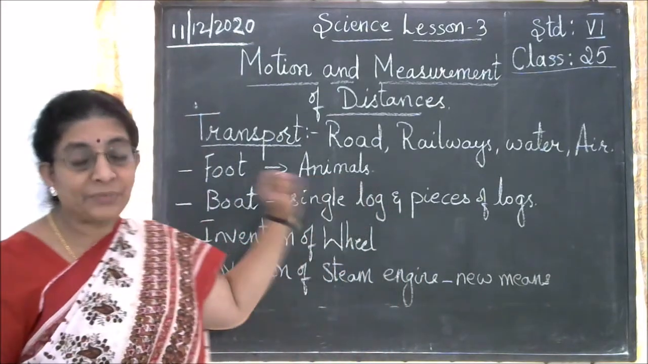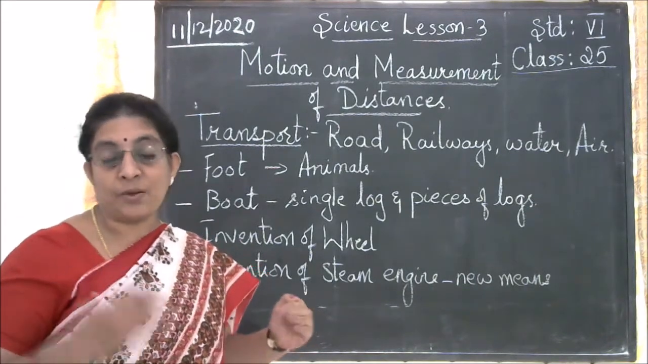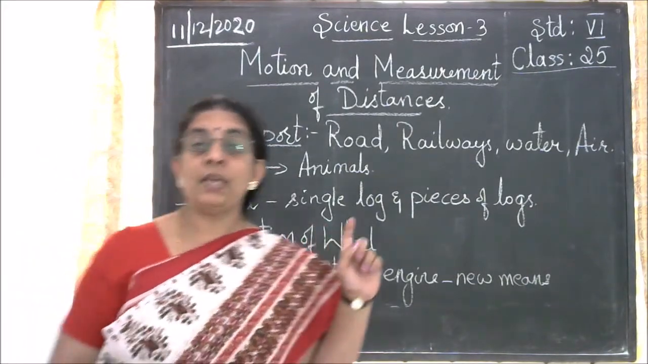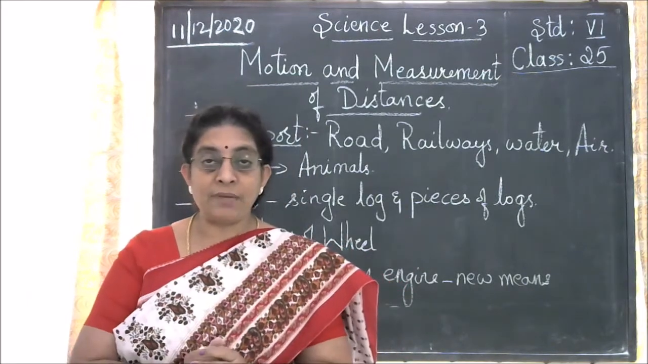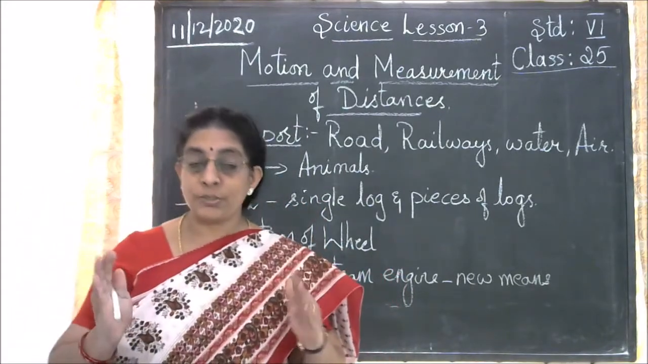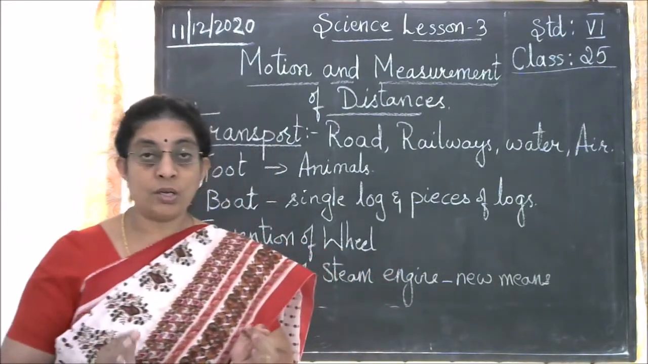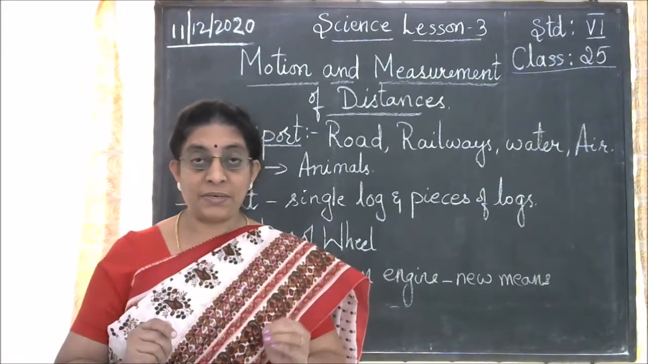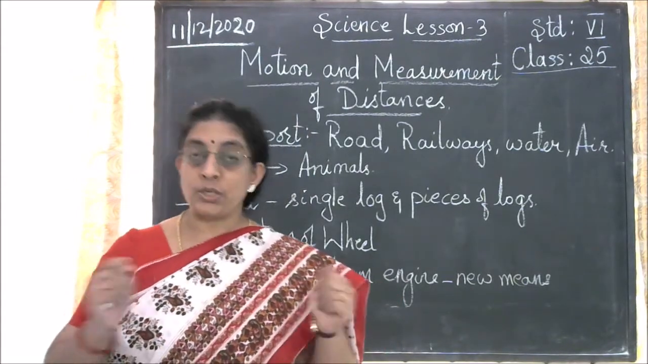After this, what was the next change in the means of transport, or in the way they were traveling? That was the waterways. People used to travel on water. How were they traveling? They used single logs of trees. Logs means a huge portion of a tree, and they used to select a log which was hollow inside. Why should it be hollow? Because if it is heavy, it will sink inside the water.